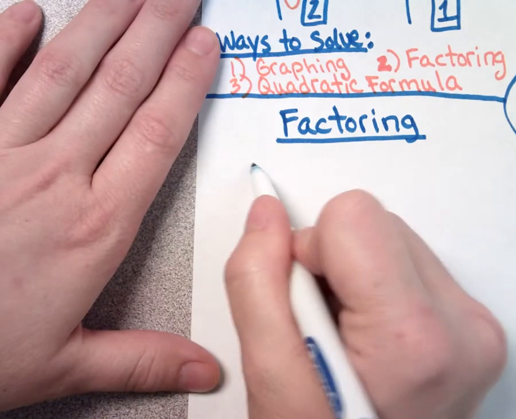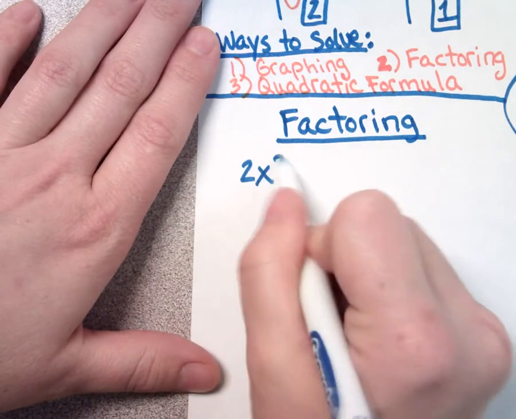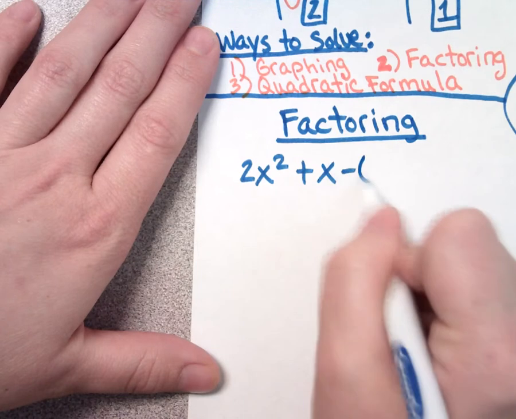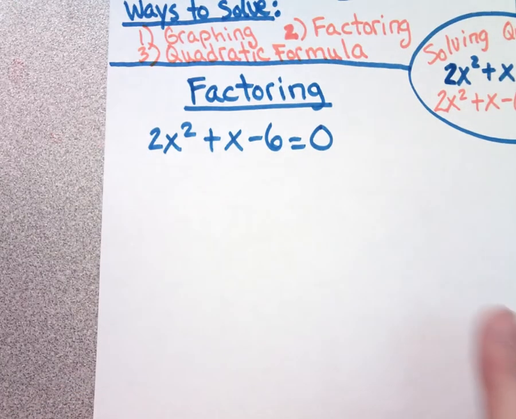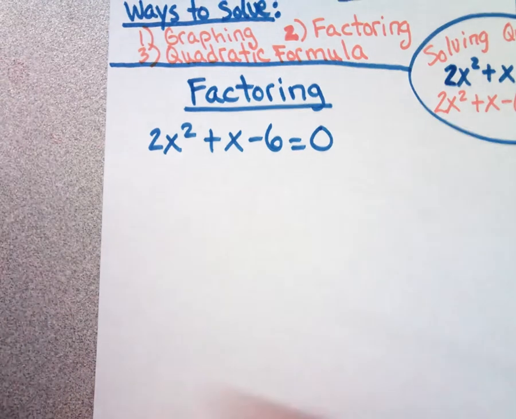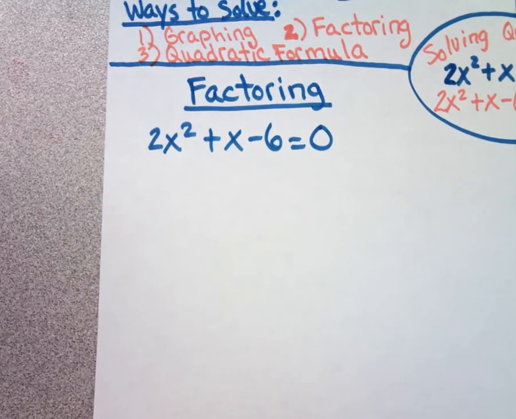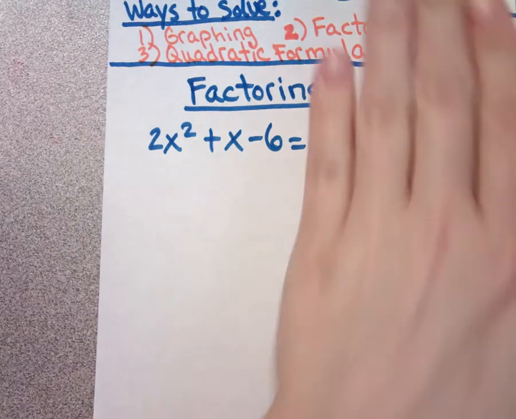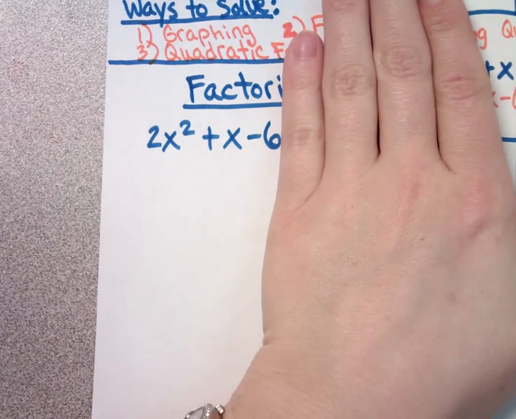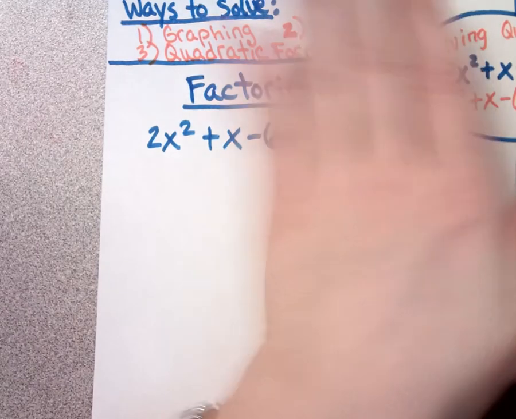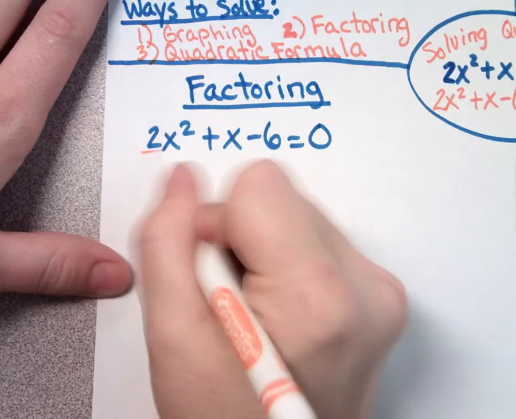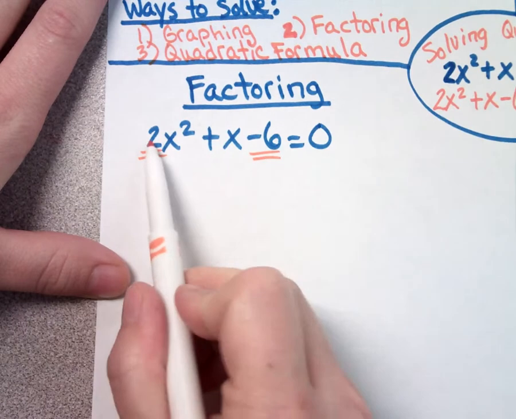Okay, so I have the problem 2x squared plus x minus 6 equals 0. When I solve by factoring, what's the first thing we always look for? A GCF. Do I have one? Nope. Next thing, 2 terms or 3? 3 terms, so what am I going to do? A times C rooftop. So what do you get when you take your A times your C?